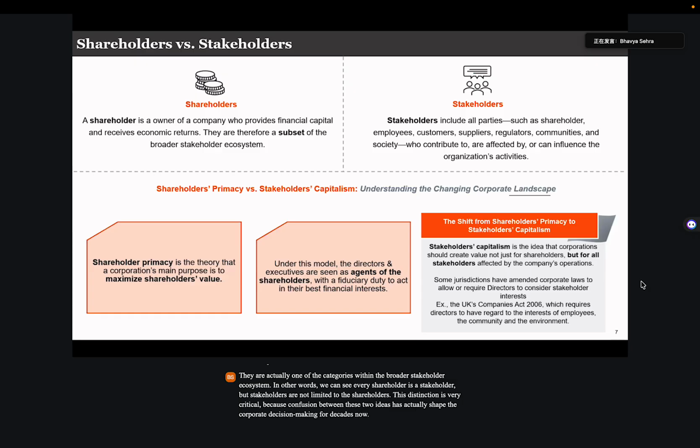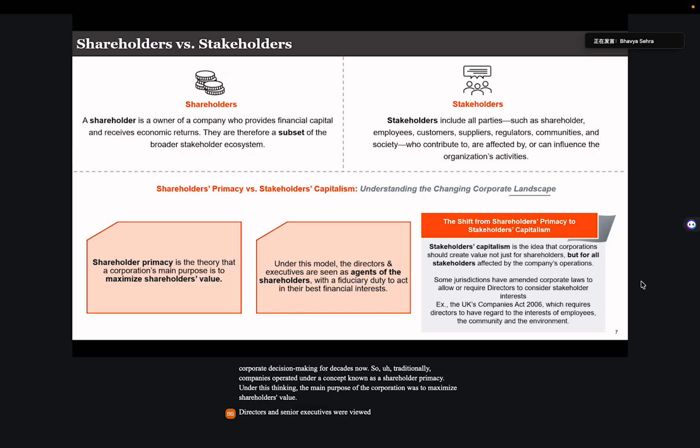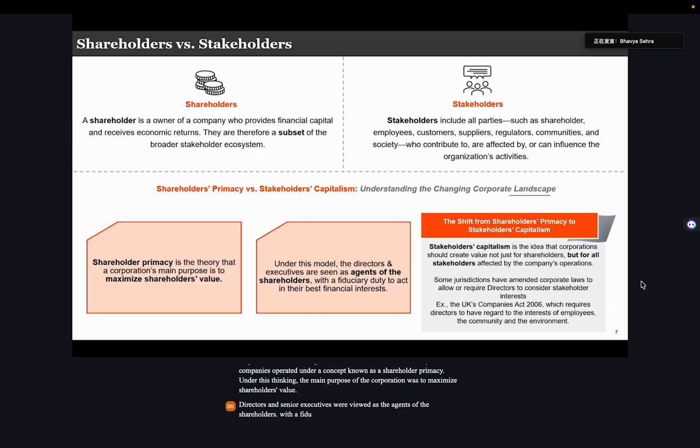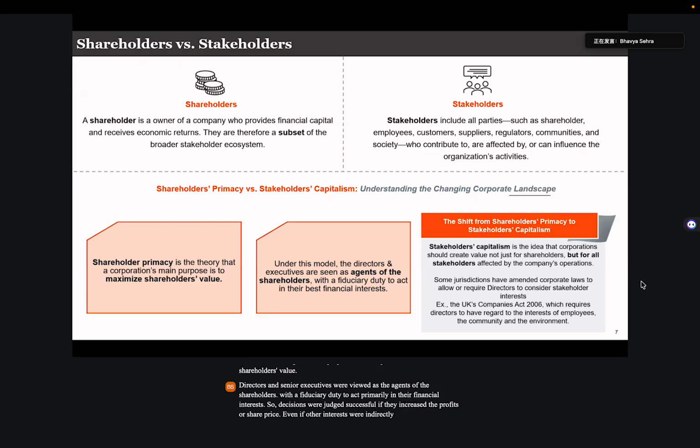Traditionally, companies operated under a concept known as shareholder primacy. Under this thinking, the main purpose of the corporation was to maximize shareholders' value. Directors and senior executives were viewed as the agents of the shareholders with a fiduciary duty to act primarily in their financial interests. So decisions were judged successful if they increased the profits or share price, even if other interests were indirectly affected. But over time, this approach began to show its limitations. Companies that focused only on short term shareholder returns often ignored risk related to employees, customers, and society at large. These risks eventually came back as reputational damage, regulatory action, or maybe a financial loss.